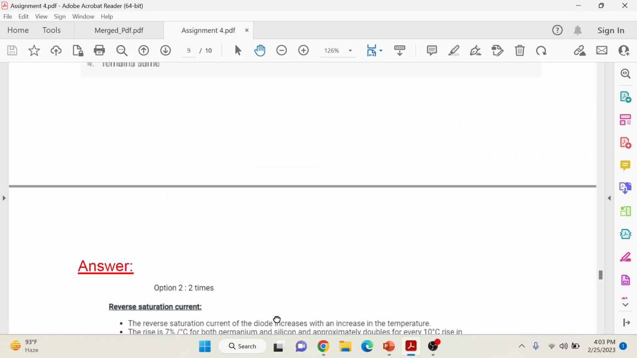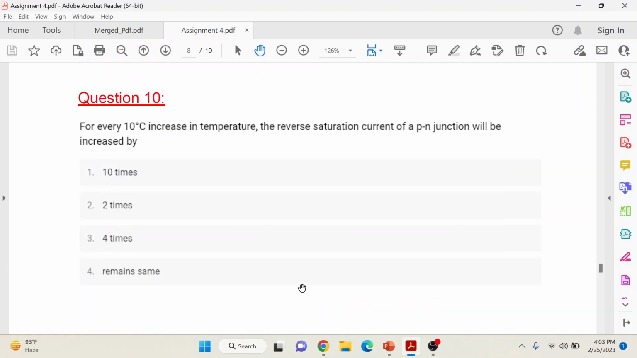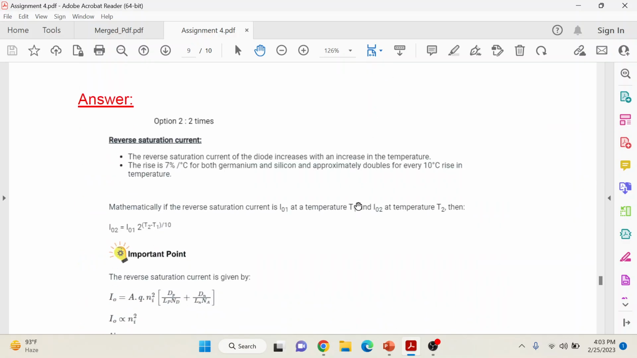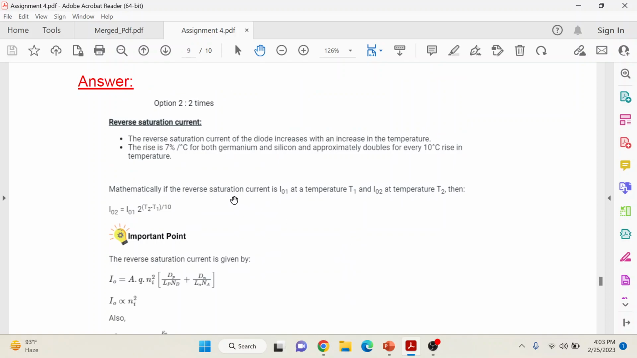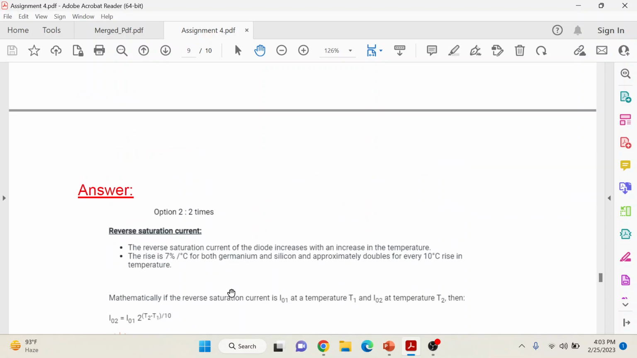That means this is the relation between the reverse saturation current and temperature. Ni is proportional to e raised to minus Eg by kT. The diode for which Eg by kT is more will have a smaller Ni, and subsequently a smaller reverse saturation current. Now mathematically, the reverse saturation current is I01 at temperature T1 and I02 at temperature T2. So I02 equals I01 times 2 raised to (T2 minus T1) over 10. That means this will be 2 times.